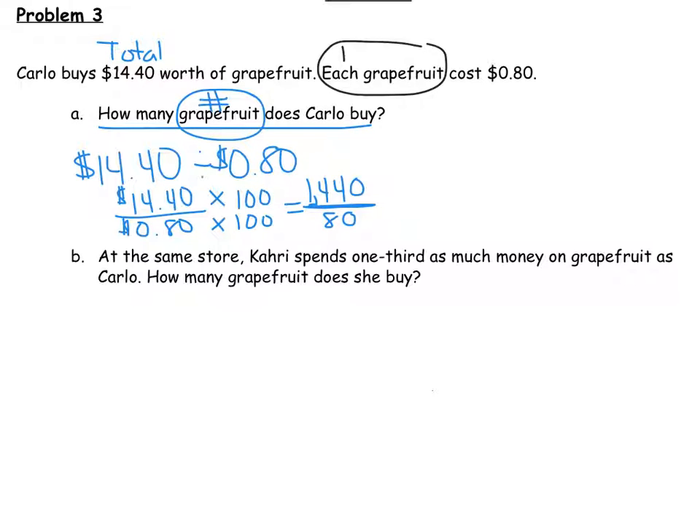Well, let's do our division. 1,440 divided by 80. Well, 1 divided by 80, can't do. 14 divided by 80, can't do, too small.